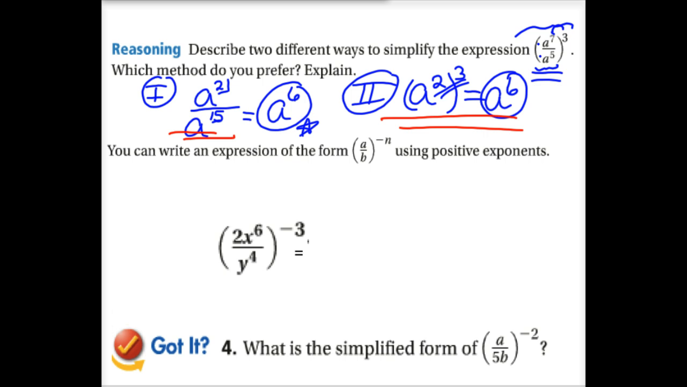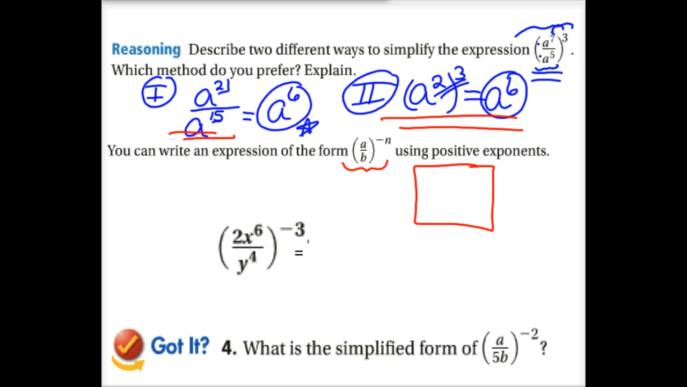All right, so next up. It says you can write an expression of the form a over b to the negative n using positive exponents. And here's my answer box right over here. And again, kids always like shortcuts, so listen up, but I'm not going to give it to you without showing you why it works. So we're going to take this one on the long route.